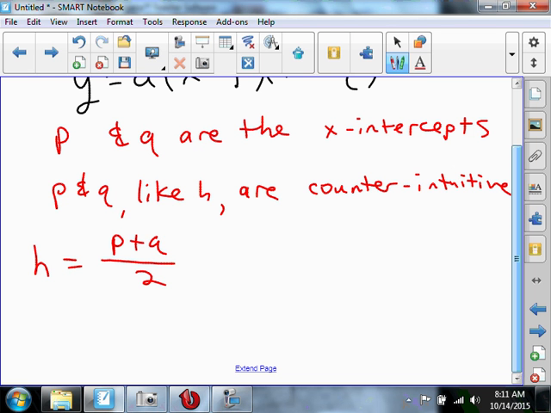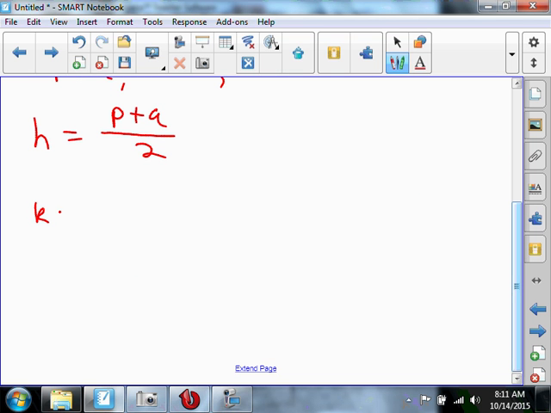Oh, but we've got to find the other coordinate of the vertex too. Well, there's a real easy way to get the other coordinate of the vertex. Remember what we did when we had the standard form? What did we do?